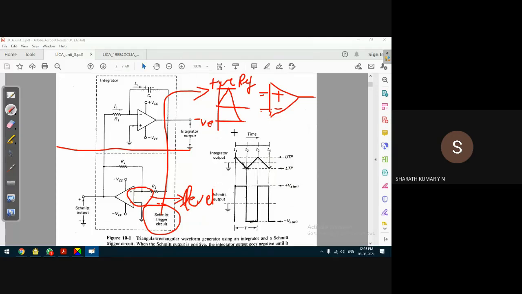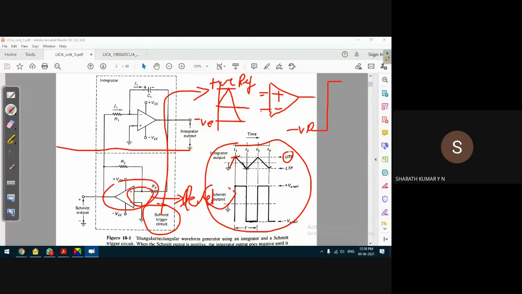You can see in this figure, when the input triangular waveform reaches the positive triggering level, also called the upper triggering level, the output of the op amp in the Schmidt trigger circuit goes from negative saturation to positive saturation. This is the negative saturation, and this is the positive saturation.